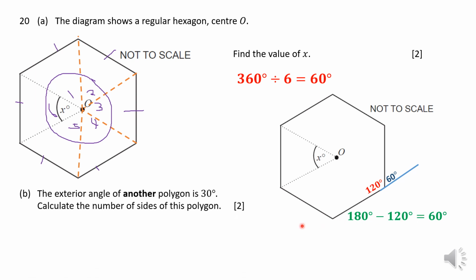The B part, they are saying another polygon. So what you realize is that all the exterior angles, they go around. So all the exterior angles add up to 360. It's the same like angles at the center add up to 360. So you just simply divide the 3 into 360 for you to find the number of sides of the new polygon.